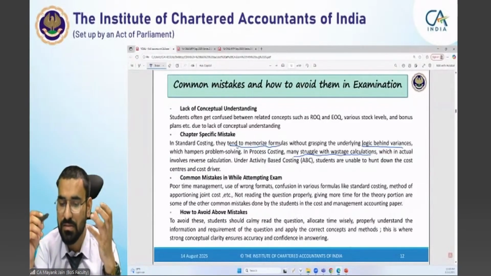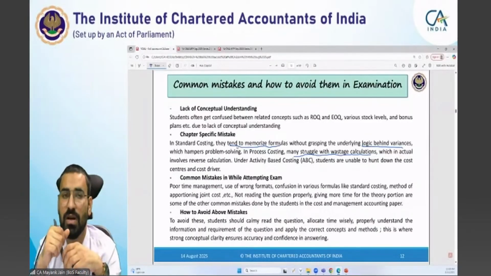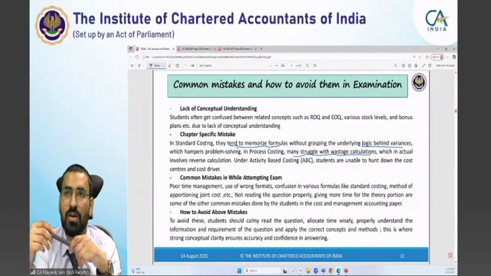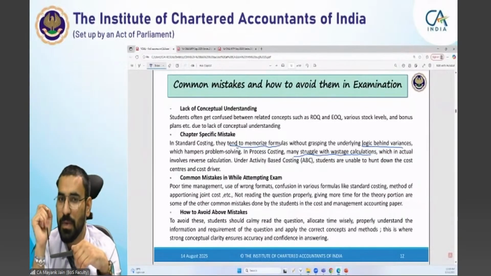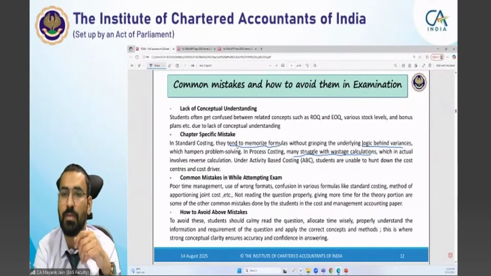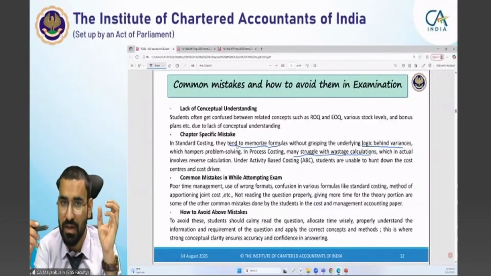Next is like in ABC, you are unable to hunt down the cost drivers or the cost centers. You don't know what is the cost driver of any particular cost, what is the cost center of any particular cost. So you have to understand the concept very thoroughly.